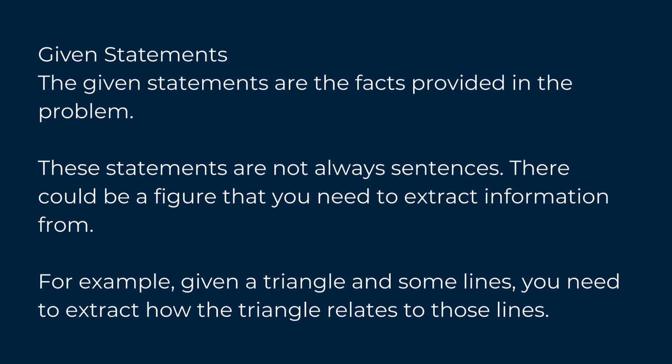But then we have the first one of the 4 main pieces of information that I talked about earlier, the given statements. Now, the given statements are just the facts provided in the problem. There's not really anything special about them. They change with each problem. For example, a given statement would be, in this problem, there is triangle ABC. So now you have to find definitions and theorems and postulates about triangles.